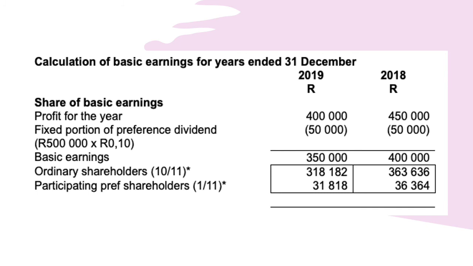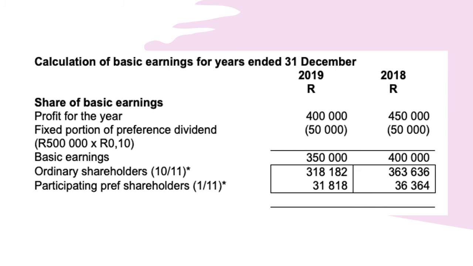That means that the basic earnings attributable to ordinary shareholders of 363,636 Rand will be used in the calculation of earnings per share. In order to make sure we understand the concept, let's now take a look at the current financial year, the 2019 financial year. The profit for the year amounted to 400,000 Rand.